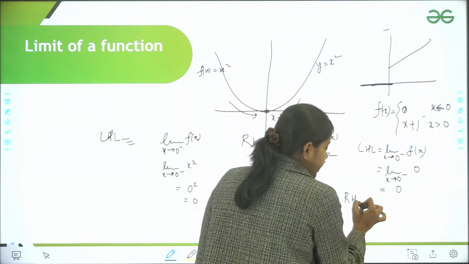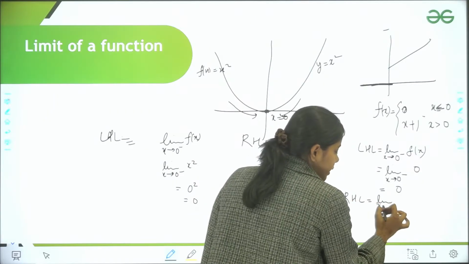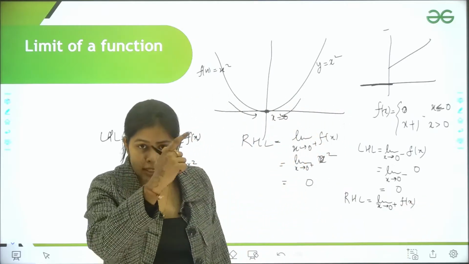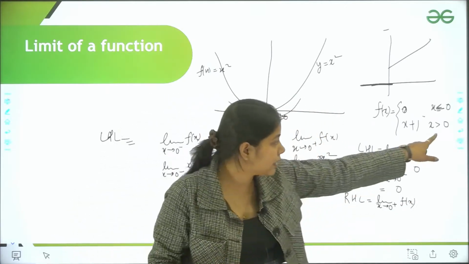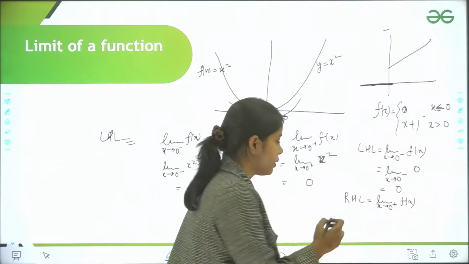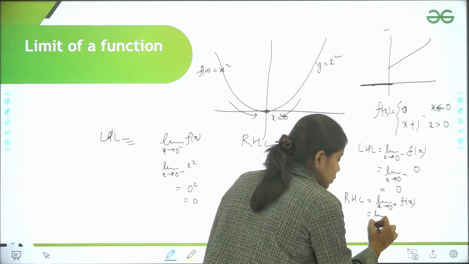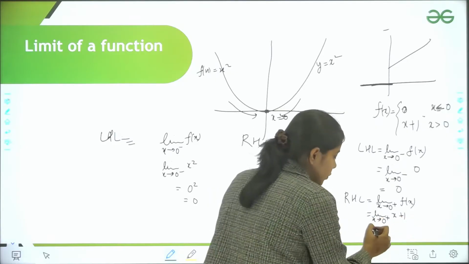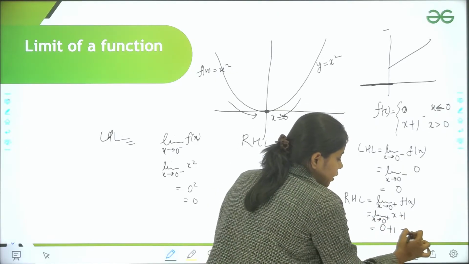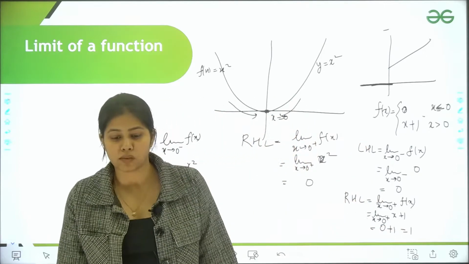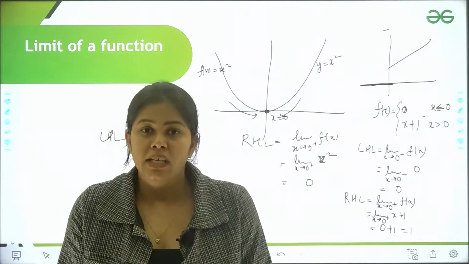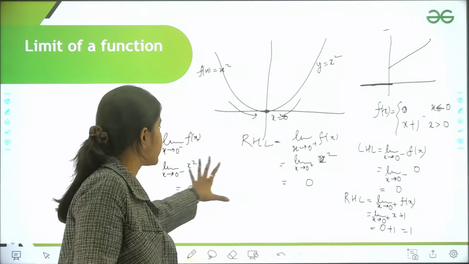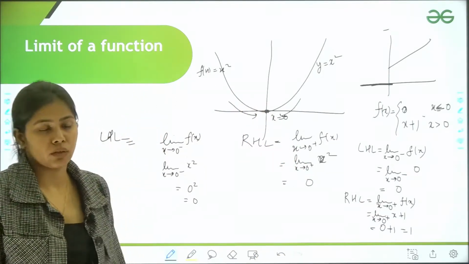But if I find the right hand limit, meaning limit x tending to 0 positive f(x), that means I am trying to approach x equal to 0 from the right hand side, and on the right hand side our function is x plus 1. So that means limit x tending to 0 positive x plus 1. Now I'll put the value 0 plus 1, that would give me 1. So here left hand limit is not equal to right hand limit, so here limit does not exist. Right? So we have these two cases where limit exists and limit does not exist.